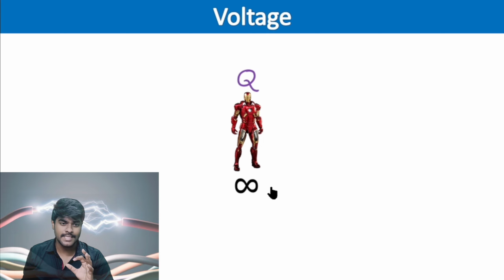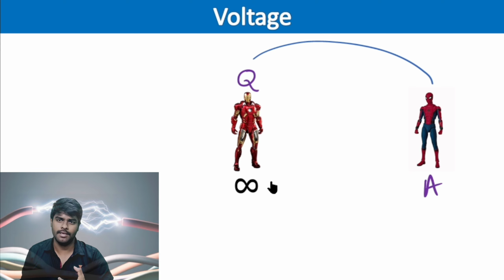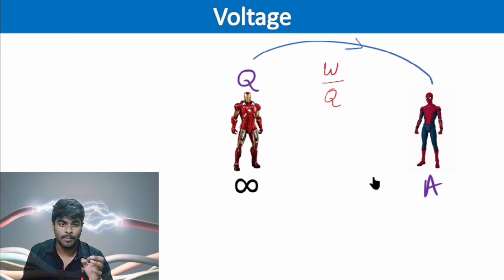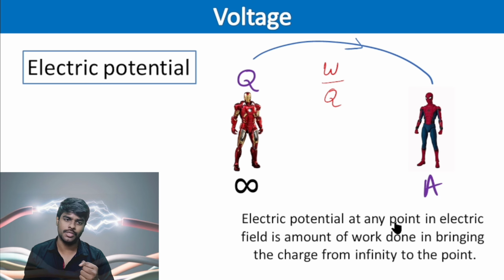Now see this. Iron Man is at infinity and he has charge Q, and at point A is Spider-Man. Iron Man wants to move the charge from infinity to point A, and he moves the charge from infinity to point A. So he did work to move the charge. It is called electric potential. Simple. Electric potential means work done to move the charge from infinity to a point.